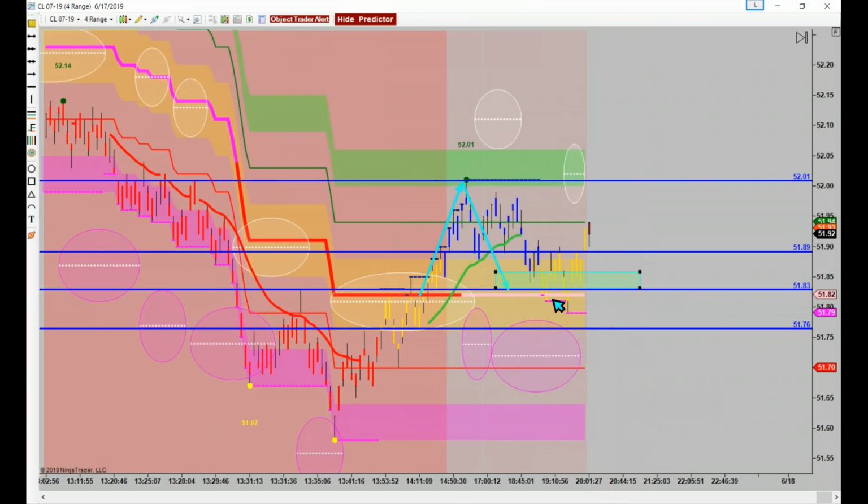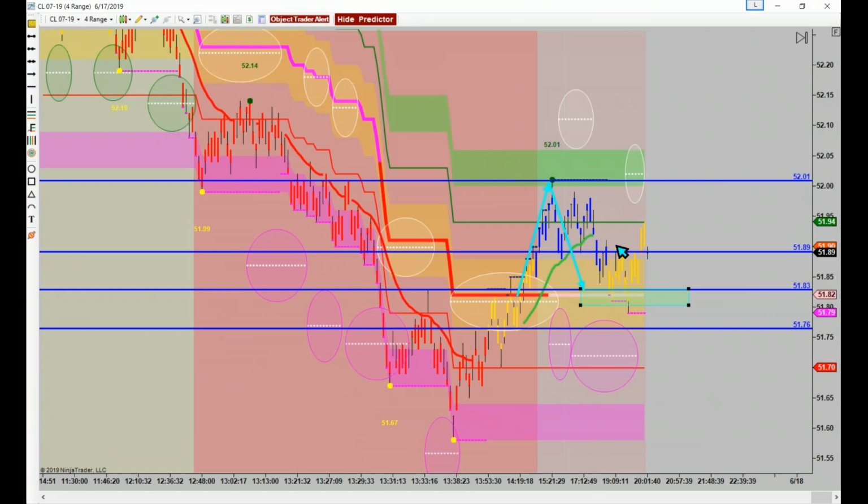And what I normally do if I get something like this, if they pop out of that box and back into it, I'll usually get out and then I'll redraw my box, and I would have more than likely gotten in somewhere just above mid-band. You know, would that have been a scalp the first time?